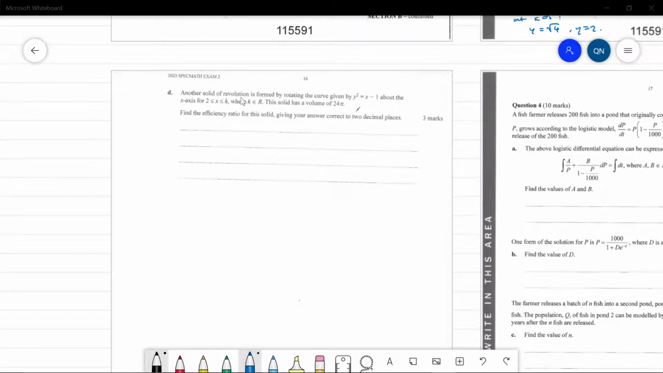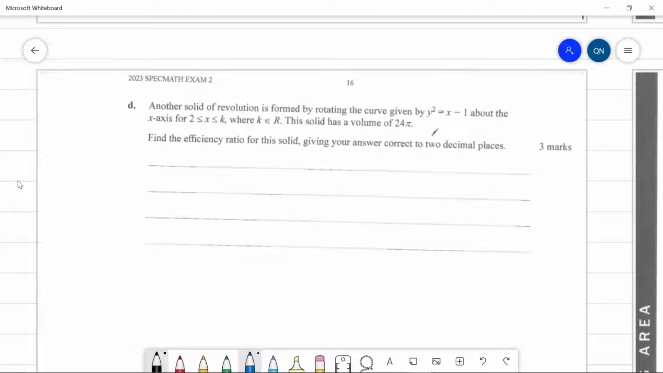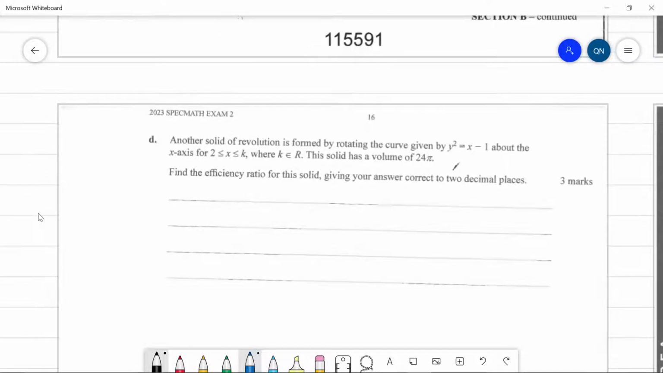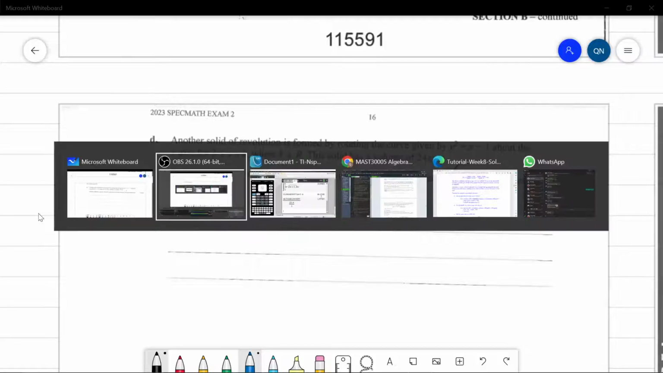It's saying another solid of revolution is formed. Okay, so it's the same curve about the x-axis again, but between 2 and k. This solid has a volume of 24 pi. Find the efficiency ratio of the solid. Alright. So let's try to find k first of all. It's 3 marks, so basically repeating everything we just did again.